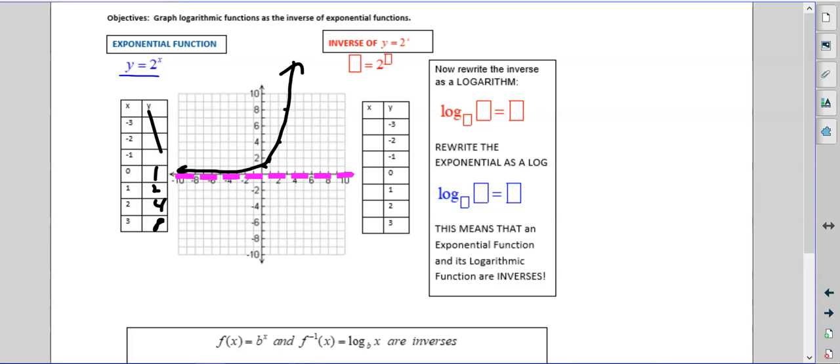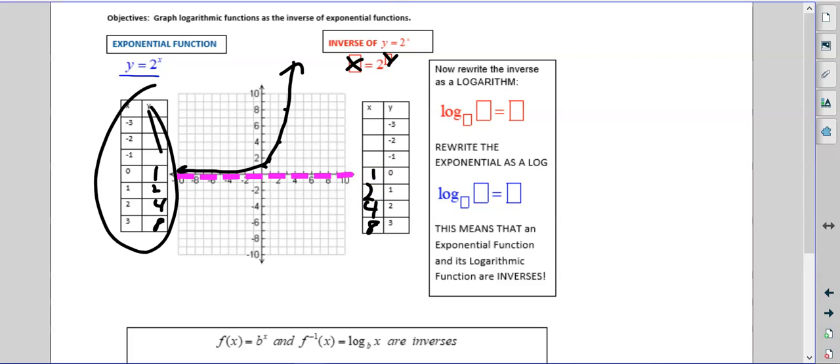Now the inverse of y equals 2 to the x, remember, all you do for inverses is switch the y and the x. So this is going to be x, and this is going to be y. Now we can't put that on our calculator, but remember, if we have this, we can just flip it. So this is going to be 8, 3, 2, 4, 1, 2, 0, 1.